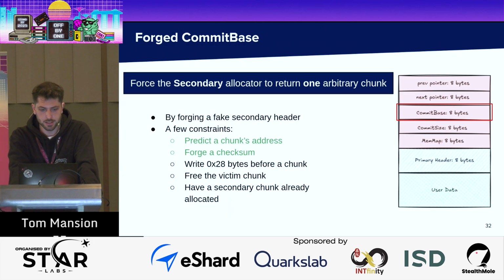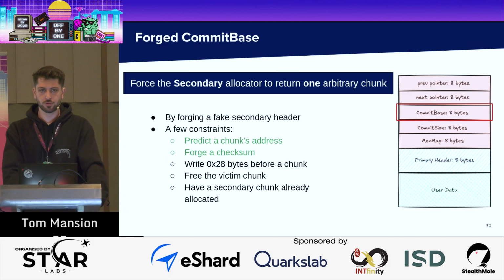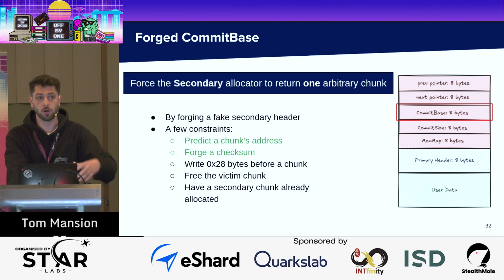So the first technique is called forged commit base. The idea is that you want to force the secondary allocator to return one arbitrary chunk. And as the name implies, we're going to target the commit base field in the secondary header. So what we're going to do is actually forge a fake secondary header. If you remember, secondary headers go on top of primary headers. So we can actually do this in the primary allocator.